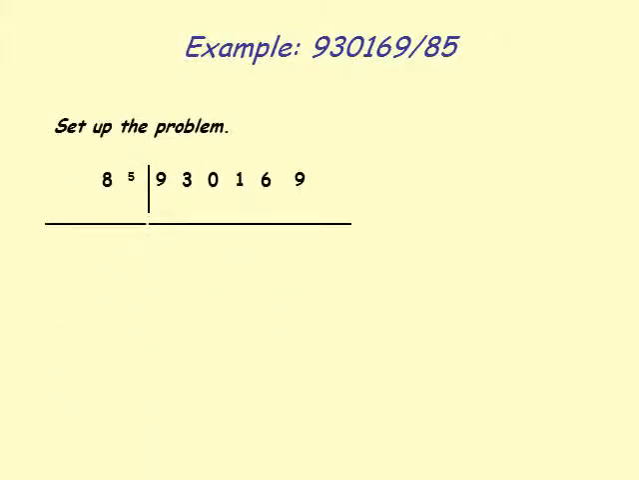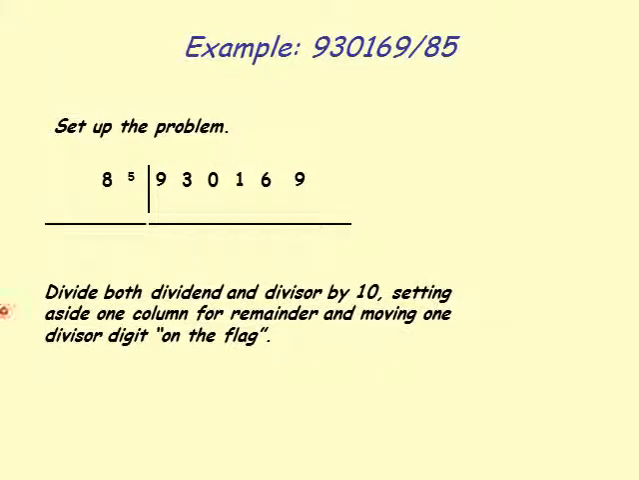First example I am going to use is 930169 divided by 85. So we start the problem here. The dividend is 930169 and the divisor is 85. Nothing new, we have done that before. Divide both dividend and divisor by 10. That will set aside one column for the remainder and will move one digit to the flag. So we got one column for the remainder here, and we divided the divisor by 10, and the remainder part, 5, we moved onto the flag.